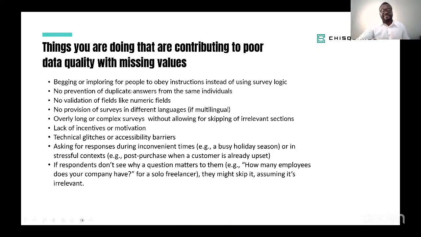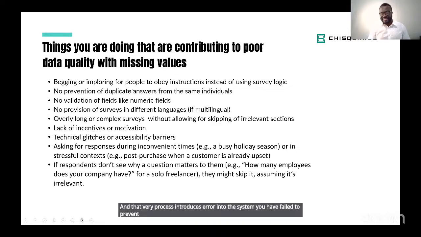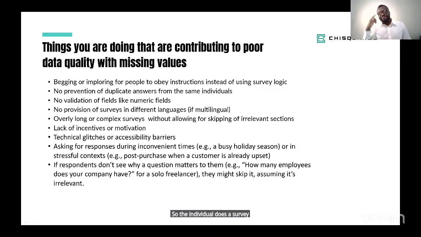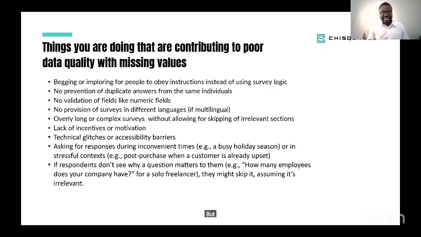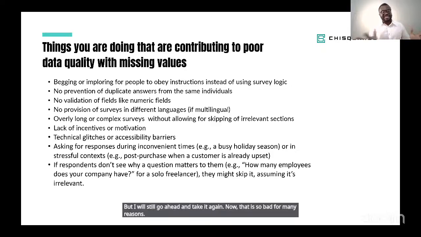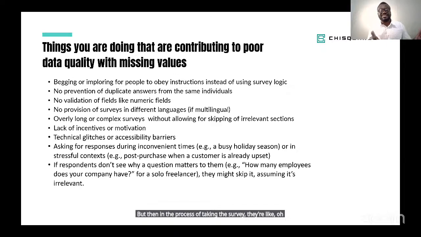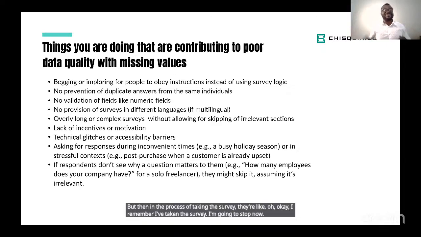You have failed to prevent duplicate answers. So the individual does a survey and then they're like, oh, I'm not sure whether I did the survey or not, but I will still go ahead and take it again. Now, that is so bad for many reasons. But then in the process of taking the survey, they're like, oh, okay, I remember I've taken the survey. I'm going to stop now. Now you have too many problems on your hands.